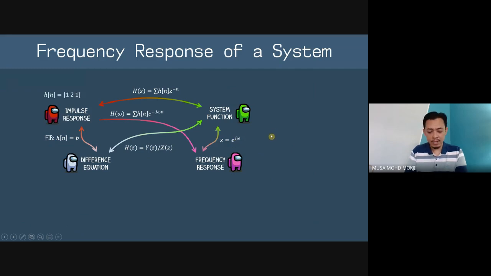Let's see a simple example here. Let's say we have h[n] equal to 1, 2, 1. This is stable, this is causal, stable and causal, and this is FIR, because we have only three samples. Three samples means this is finite, so it is an FIR.